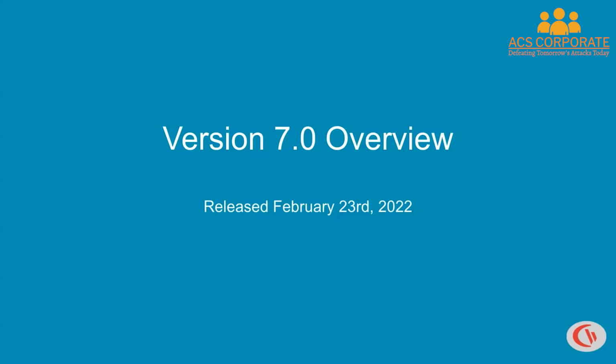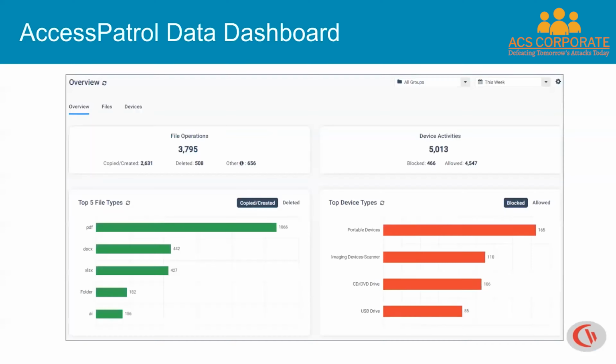So we did release version 7.0 on the 23rd of February, just a couple of weeks ago, and we're hosting this webinar just to go into more detail. I think the biggest update that we've made is this AccessPatrol dashboard that we've announced and released. It makes it a lot easier to visualize what AccessPatrol is blocking and protecting against, and gives you a lot more insight into how things are working in real time.